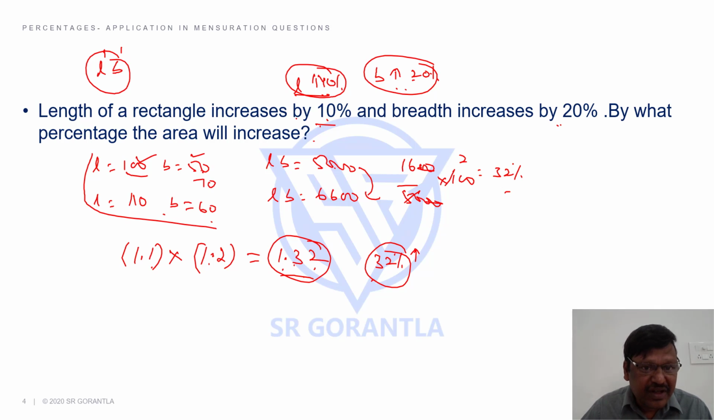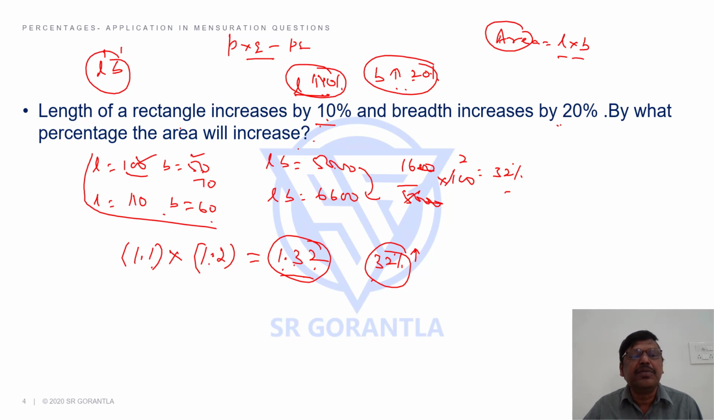If you remember, in the previous video we took up price increasing and quantity coming down, and asked what is the change in the expenditure. Expenditure is nothing but price into quantity, so we used the successive growth formula. Similarly here, what is the area? Area is nothing but length into breadth. When the result is the product of two numbers, as we discussed in the previous video, we can use the successive growth formula also.